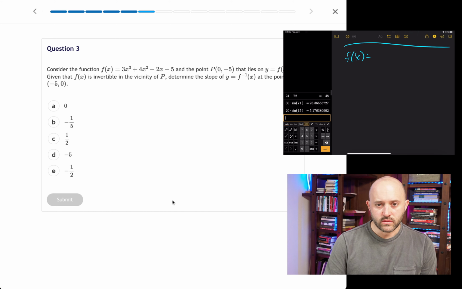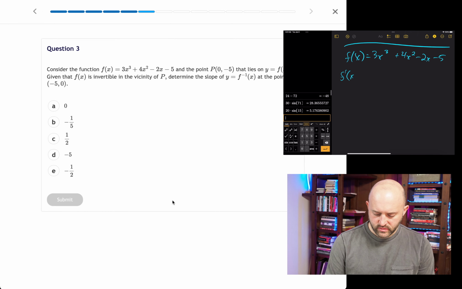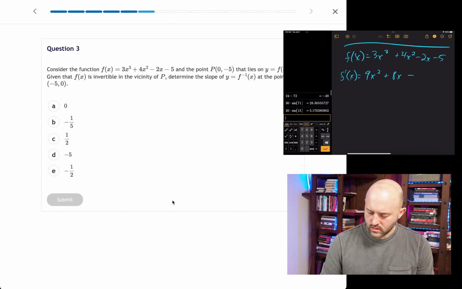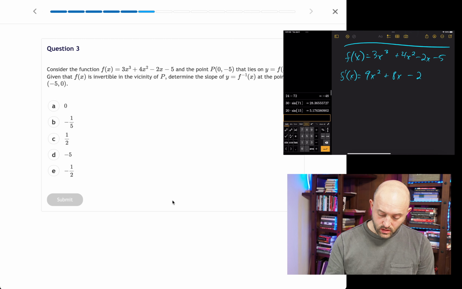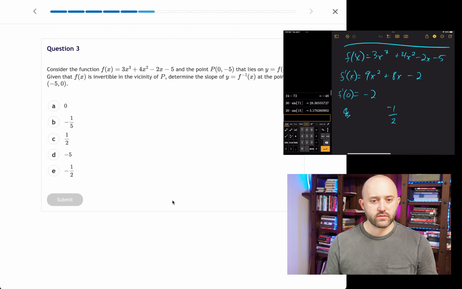So f of x equals 3x cubed plus 4x squared minus 2x minus 5. F prime of x equals 9x squared plus 8x minus 2. F prime at 0 is 0 plus 0 minus 2, which means the derivative of the inverse is 1 over negative 2, negative 1/2.